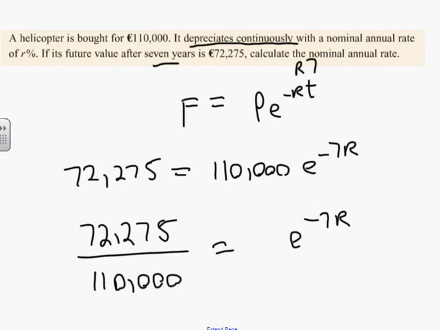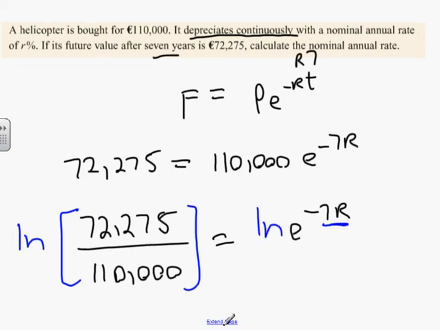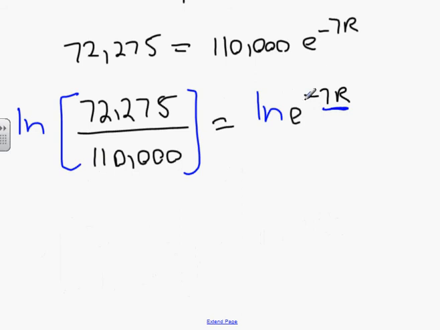Now, as everybody knows, I've tried to drill this into you as much as I can. Everybody listening? When the variable you're looking for is in the power position, what must you do to both sides? Log both sides, okay? So ln this one. Now, you're going to have a rule for this. Your rule is the power rule of logs, which brings the minus 7r to the front. So minus 7r ln e. And what is ln e? 1. So it's minus 7r.